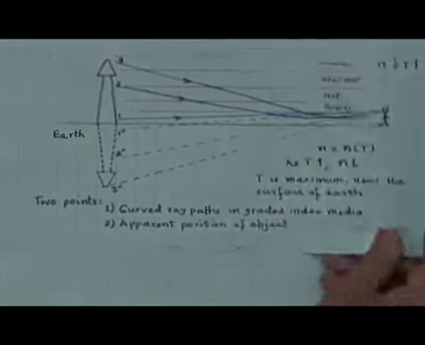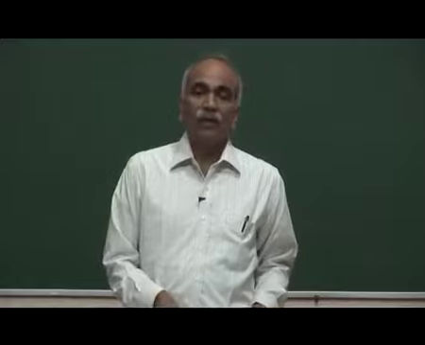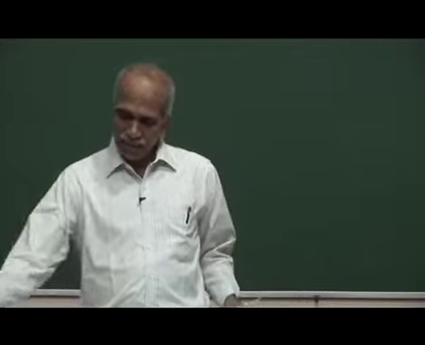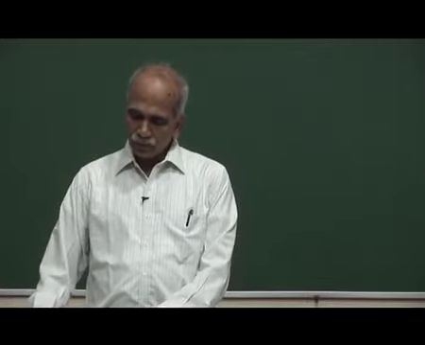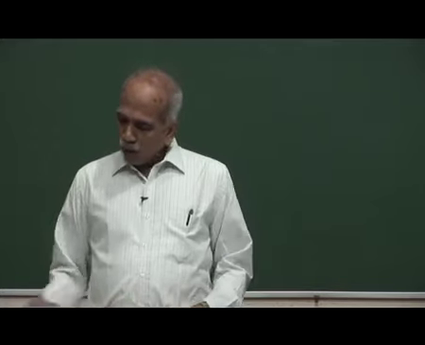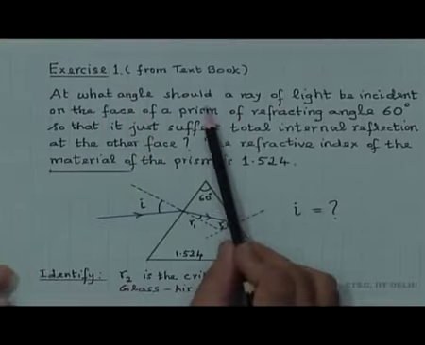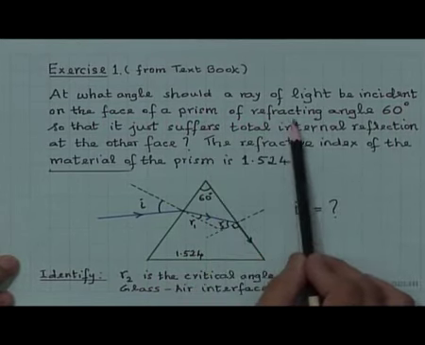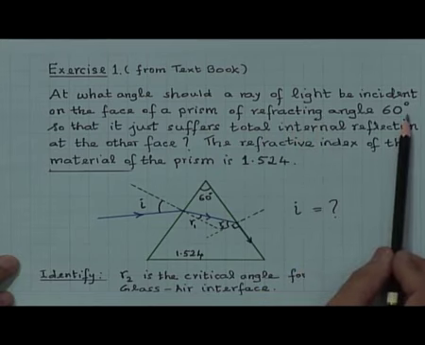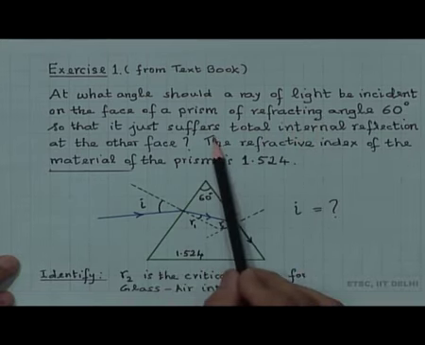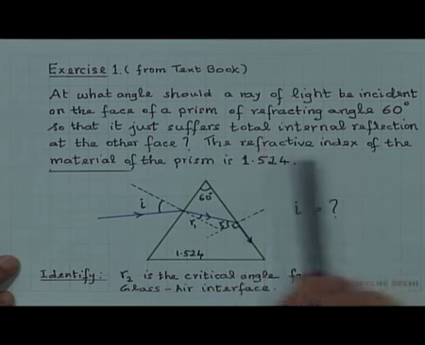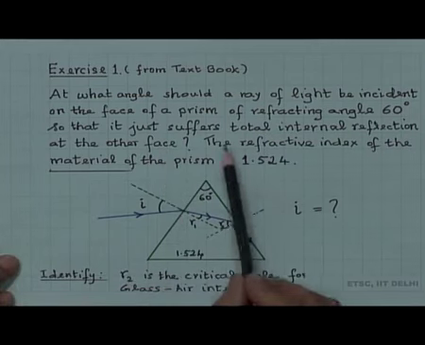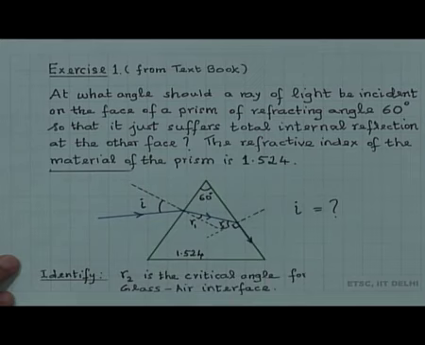Let us take some examples now and make our concepts a bit clearer. So, first I have picked up an exercise here from the textbook. At what angle should a ray of light be incident on the face of a prism of refracting angle 60 degrees, so that it just suffers total internal reflection at the other face? The refractive index of the material of the prism is given as 1.524.